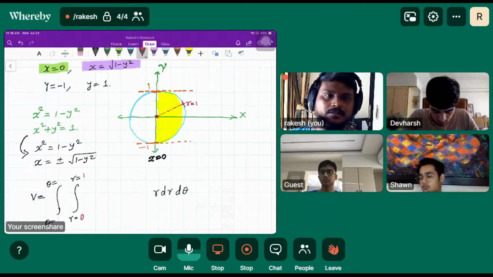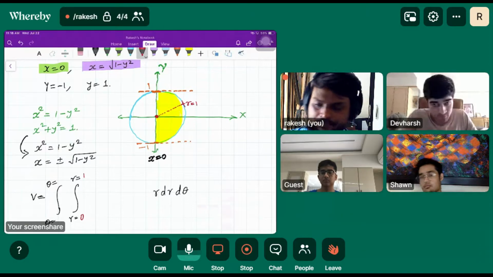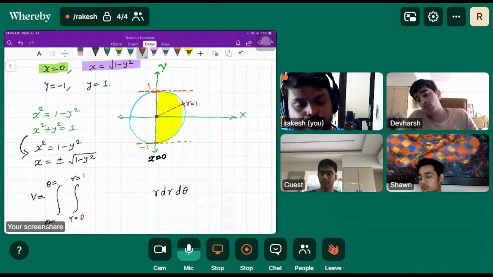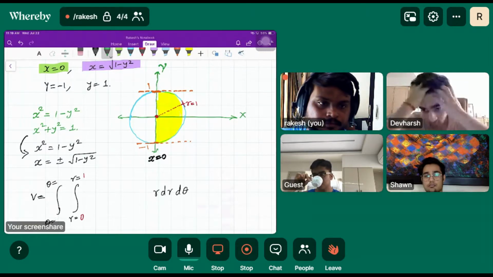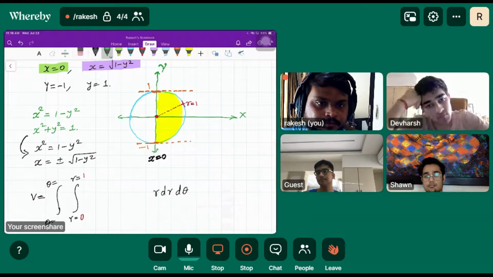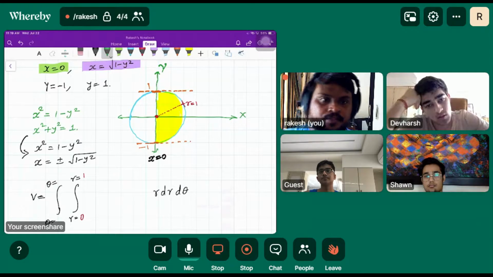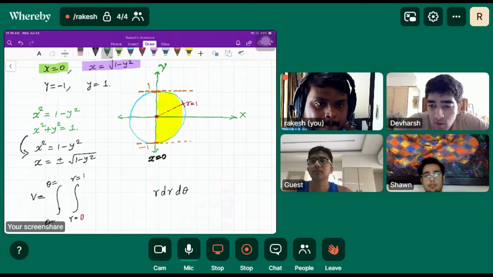Please understand the process of finding everything. Don't just guess randomly. Okay. So r is equal to 0 to 1. Now what about theta here? Can you say theta is 0 to pi by 2 times 2? Yeah, that's what I was going to say.